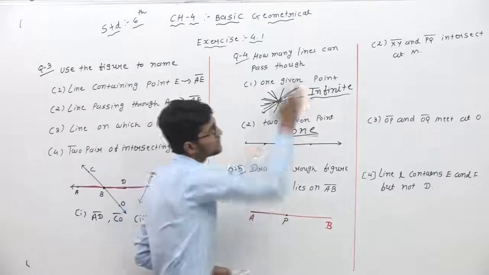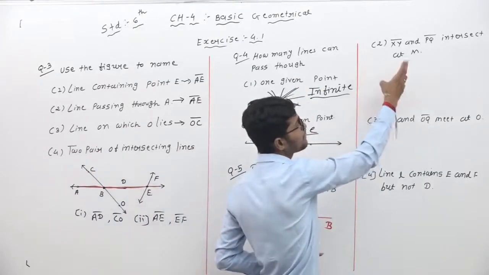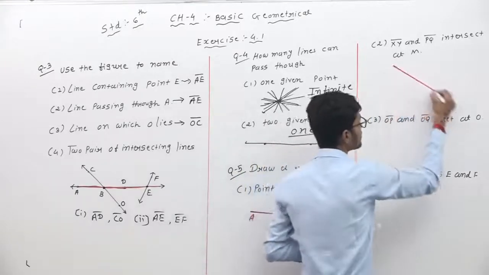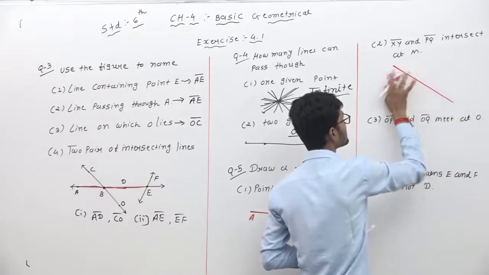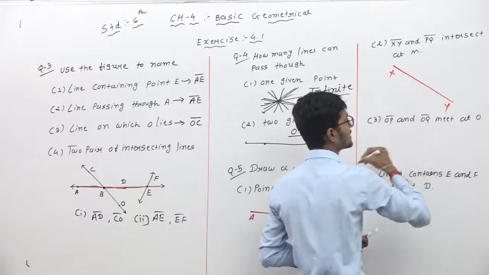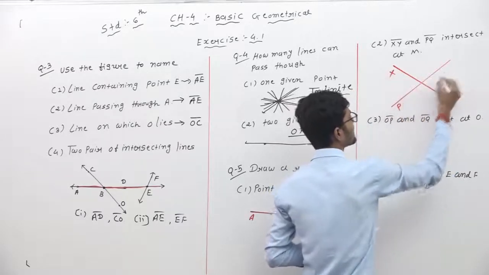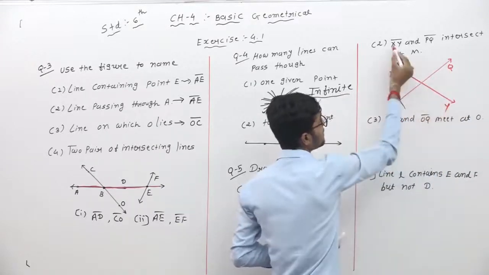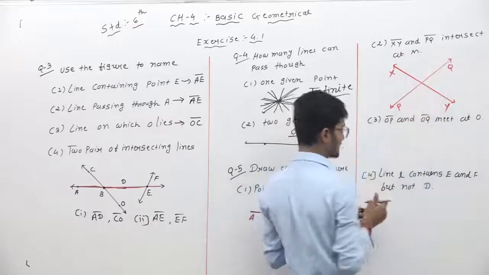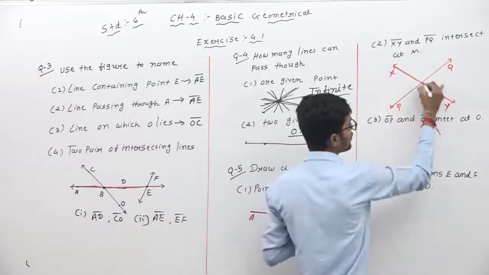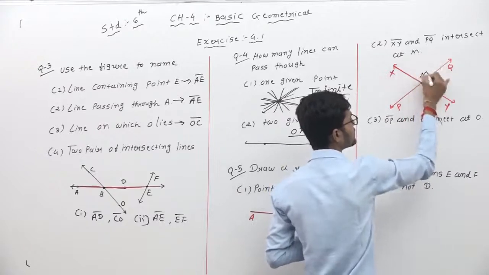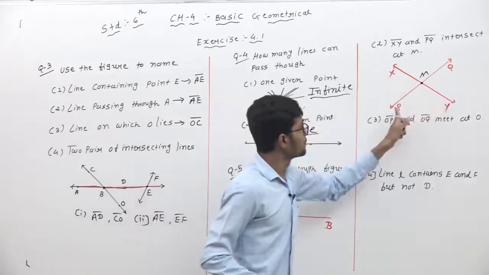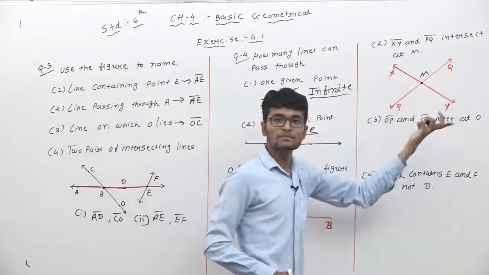Done? Then the next one: XY and PQ intersect at M. This means two lines. So draw. Here is my X and here is my Y. Here is P and this is Q. So XY is my first line and PQ is my second line. They intersect at this point. Intersect at M. So this is M. So this is the second question's figure in these steps: XY and PQ intersect at M.